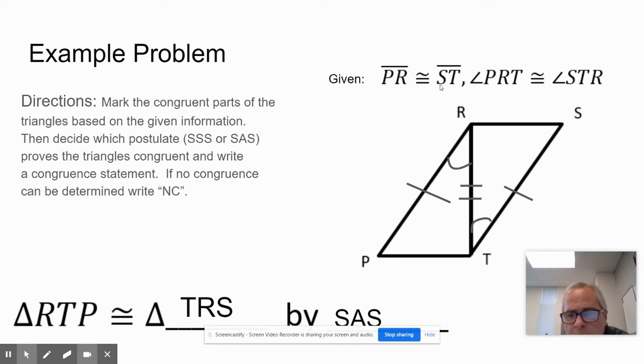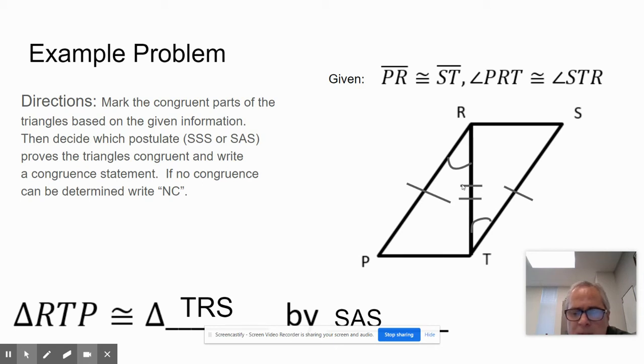Segment PR is congruent to ST, and that's what makes these tick marks happen here. Then it says angle PRT is congruent to STR. That's why these arc marks are here. These are called arc marks. And then if you notice, there's this double tick mark thing. Well, what the heck does that have to do with anything?